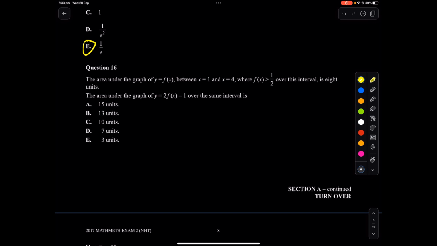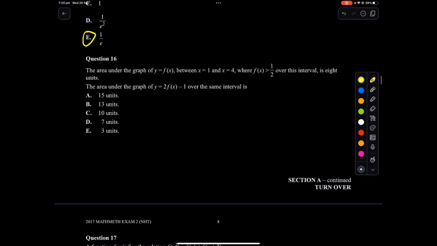The area under the graph of y equals f of x between x equals 1 and x equals 4, where f of x is greater than a half over the interval, is 8 units. The area under the graph of this over the same interval is what? So if I was drawing a graph, say from 1 to 4, and we know that f of x is greater than a half over that interval, so this is a half, it's probably going to look something like that.